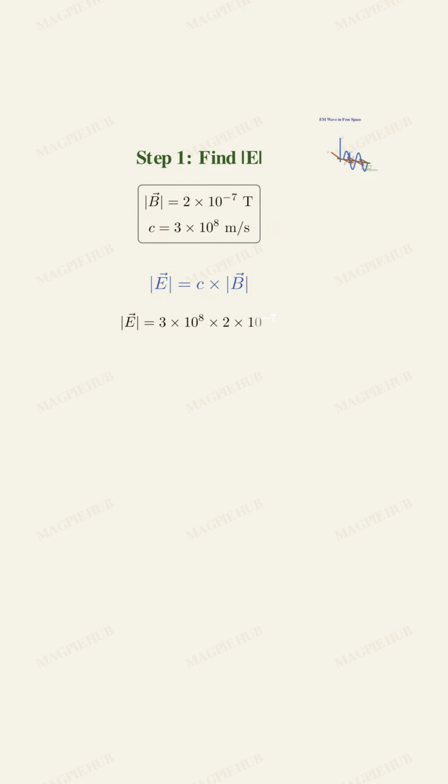Step 1. Find the magnitude of E. We are given B equals 2 times 10 to the power minus 7 Tesla. Using E equals C times B, we substitute 3 times 10 to the 8 multiplied by 2 times 10 to the minus 7. Computing this gives us E equals 60 volts per meter.